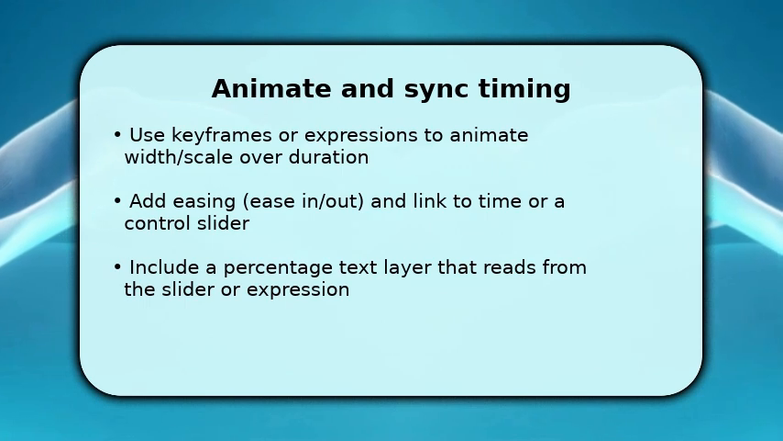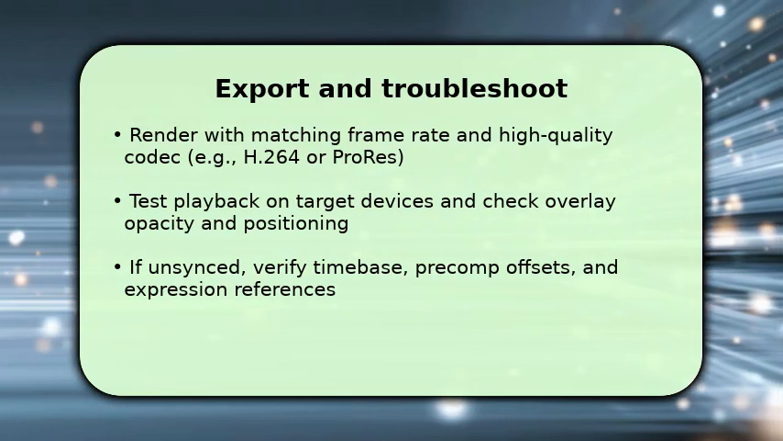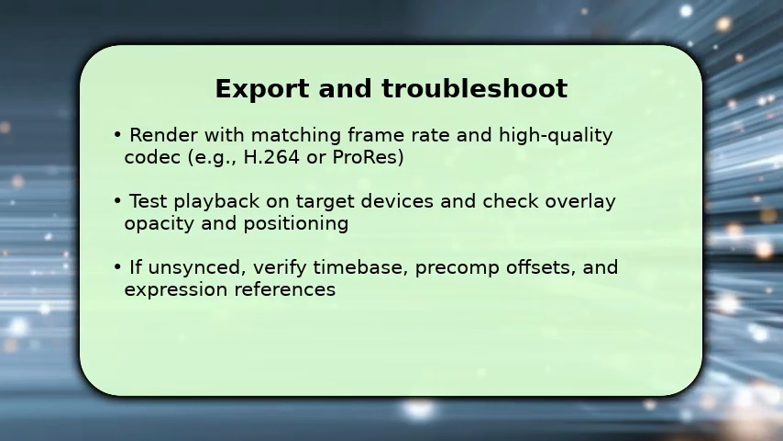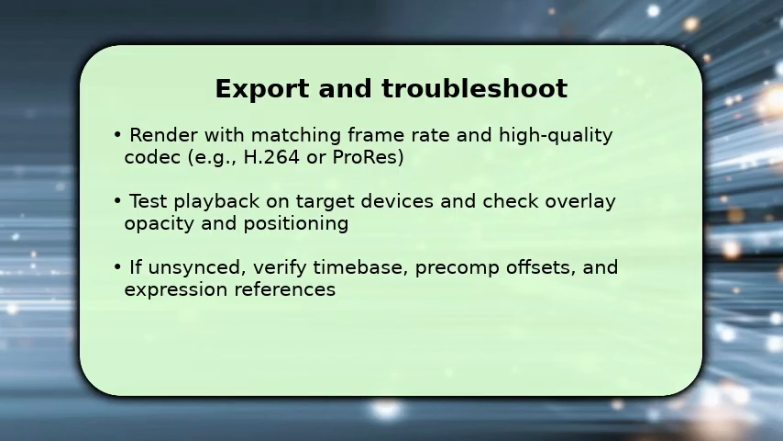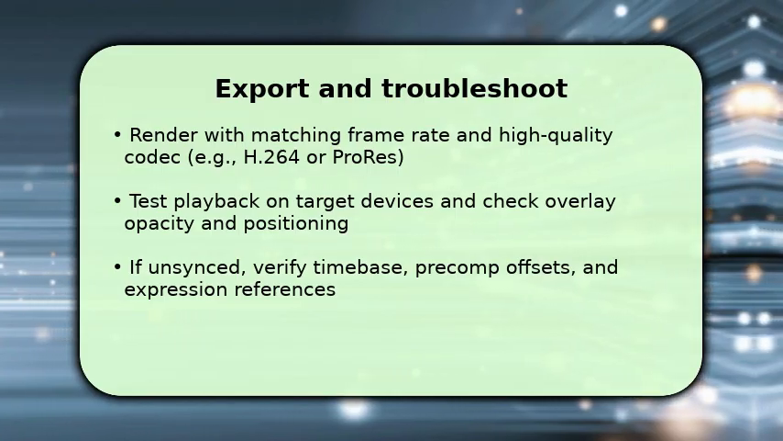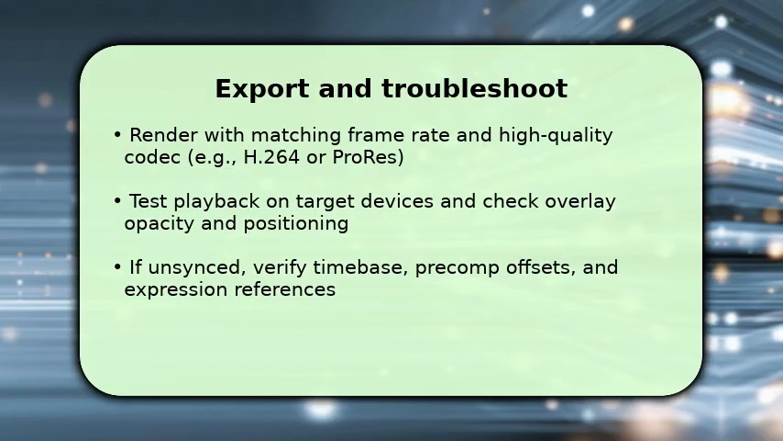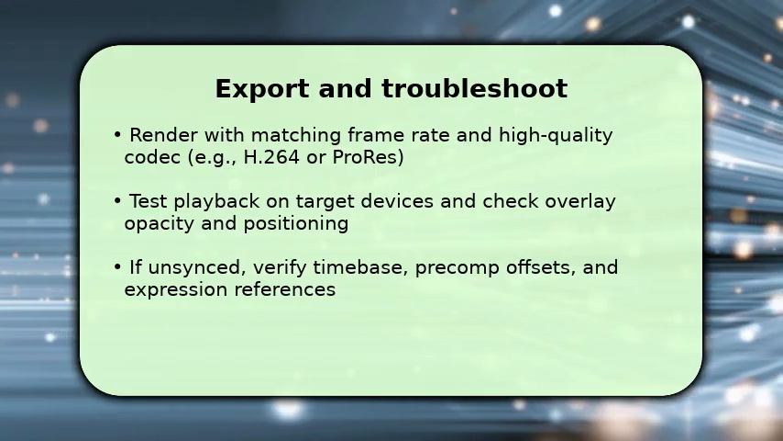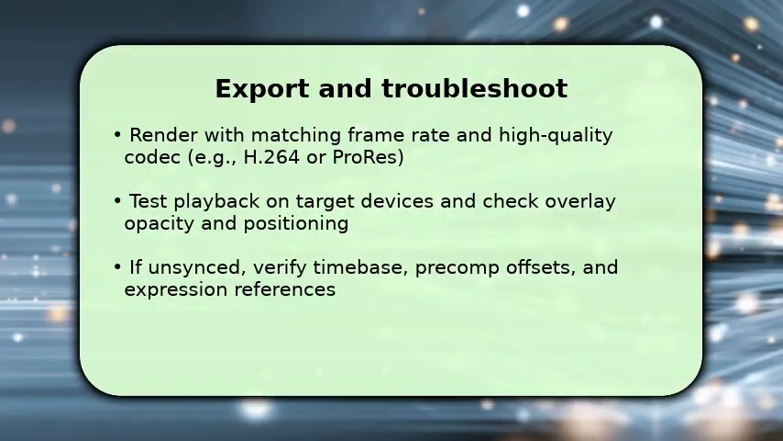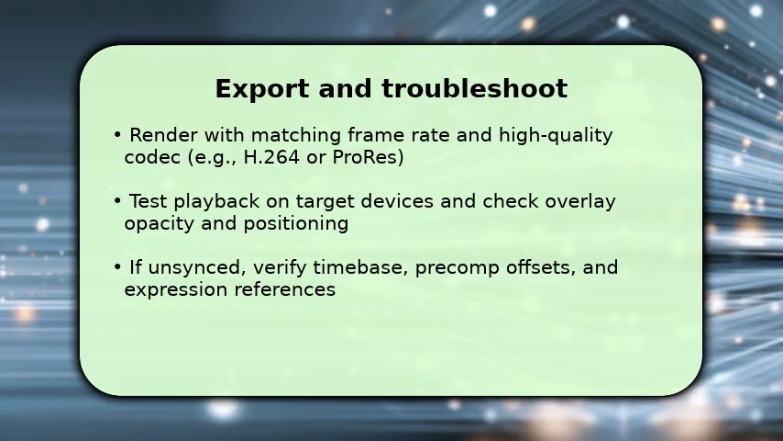Finish by rendering with settings that match your composition frame rate and codec requirements, and test playback on target devices to validate appearance and timing. Once rendered, make sure overlay opacity and position remain consistent across players. If you plan adaptive streaming, export a master and generate variants.